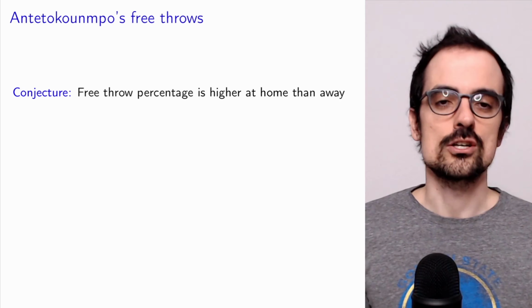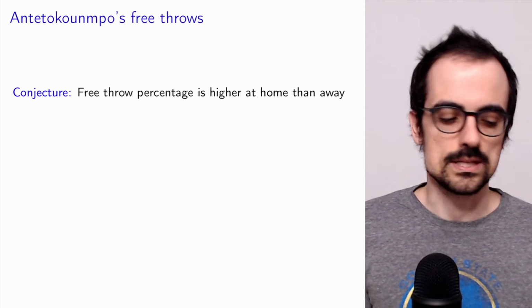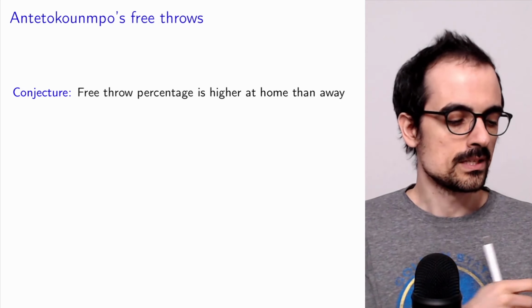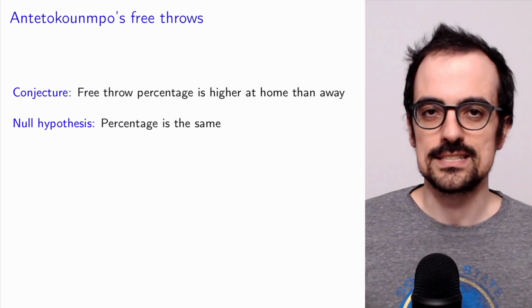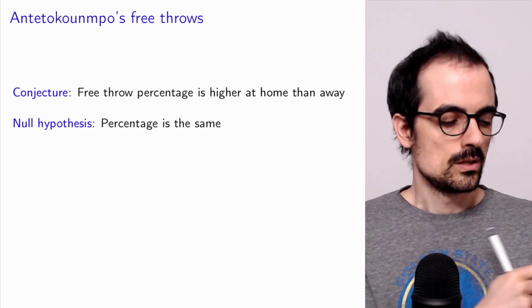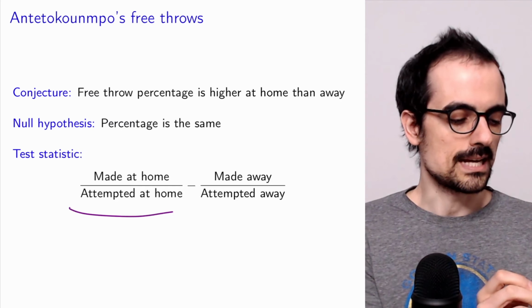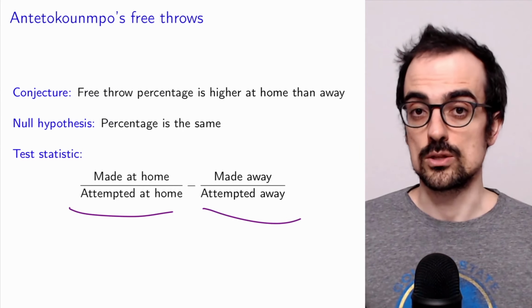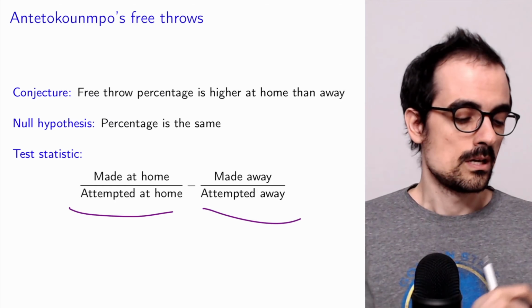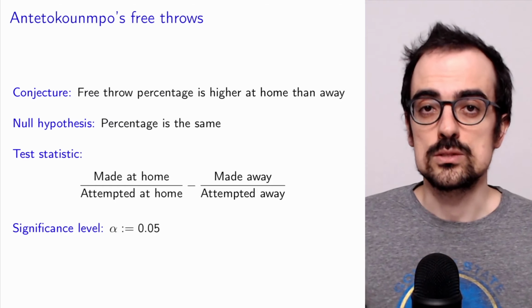In the previous video, we used this framework to analyze Giannis Antetokounmpo's free throws in the 2021 NBA Finals. Here, the conjecture was that the free throw percentage was higher at home than away, and the null hypothesis was that the percentage is actually the same. Our test statistic was the difference between the free throw percentage at home and away during those finals. And the significance level was set to 5%.